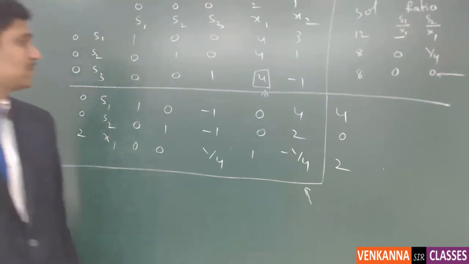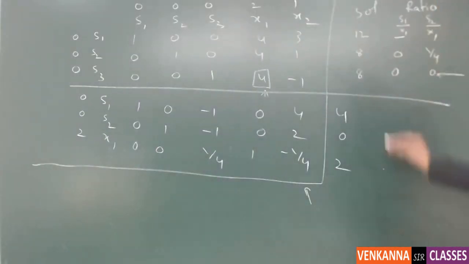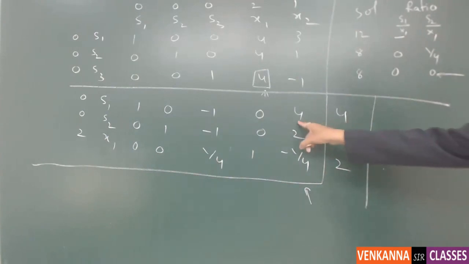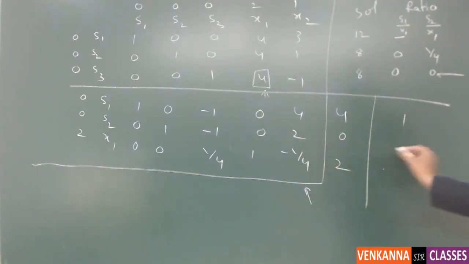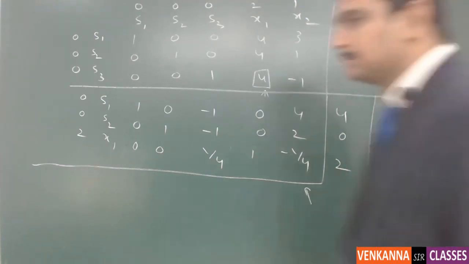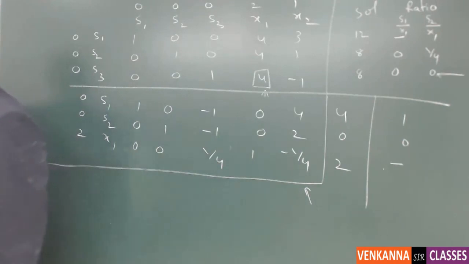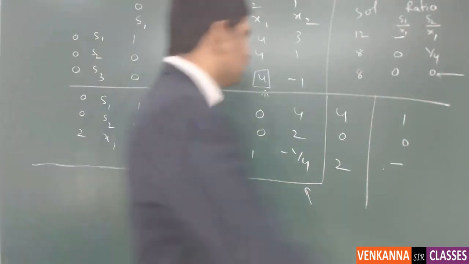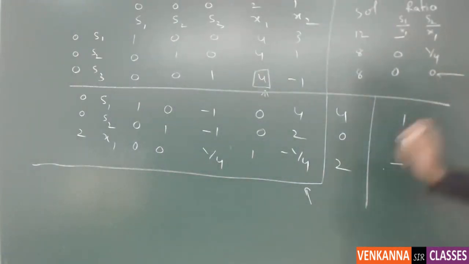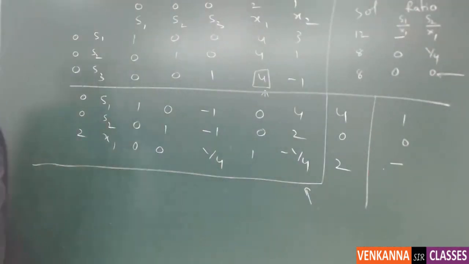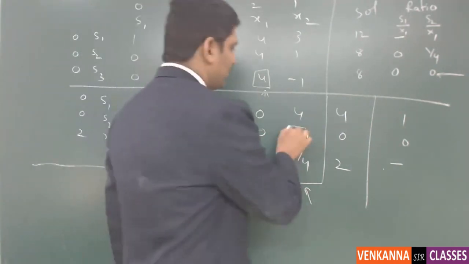So again, for X2, you are taking the ratio as well. 4 by 4, 1, 0 by 2, 0. 2 divided by minus 1 by 4, it is negative, which you won't consider. Accepted? Right. So since between these two, which one is to be taken as the pivot element then? 0, right? So what will be the pivot element? 2 will be the pivot element.